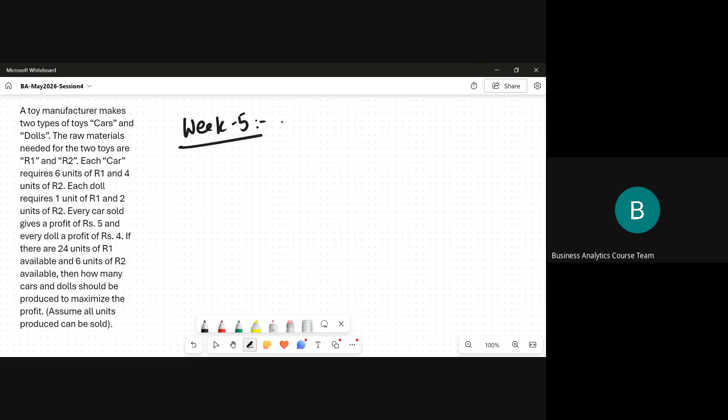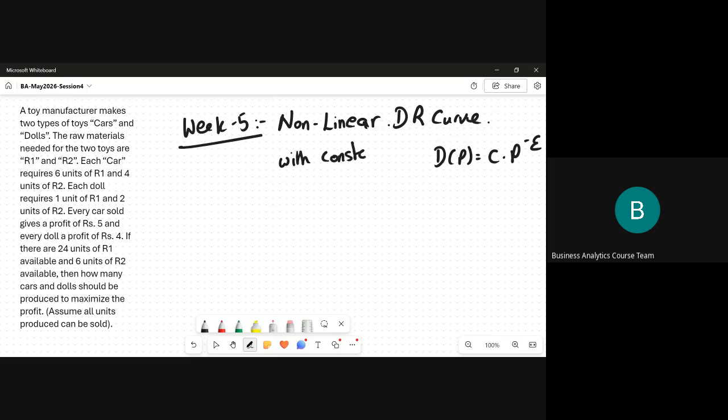So you will have the nonlinear demand response curve. This is being introduced, which is a nonlinear model. Demand at price P is equal to C into P power minus epsilon. So this is the nonlinear demand response curve. I'll not cover this during our course, but anyhow, it is with constant elasticity. So that is this curve.